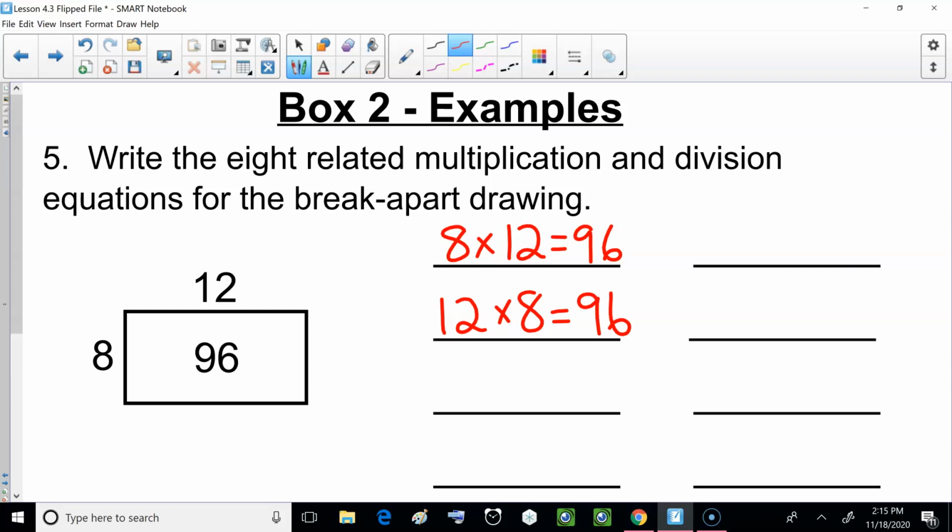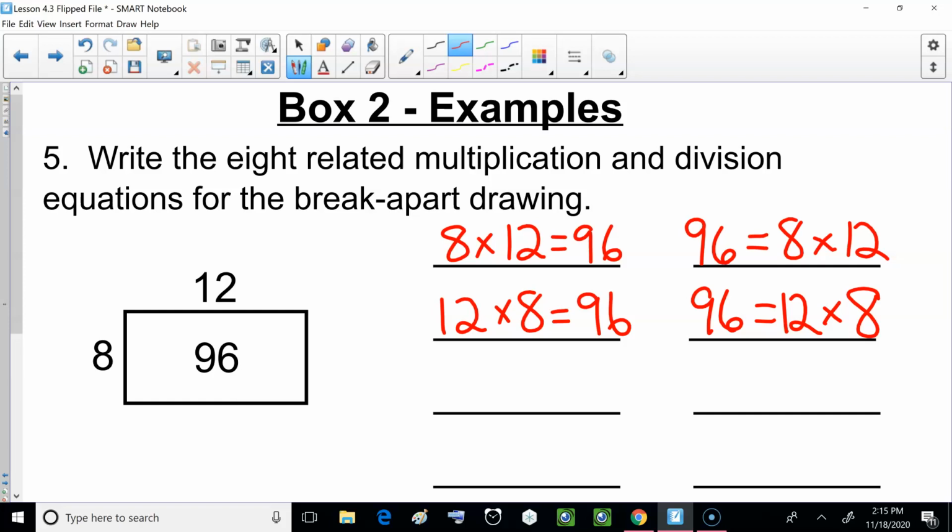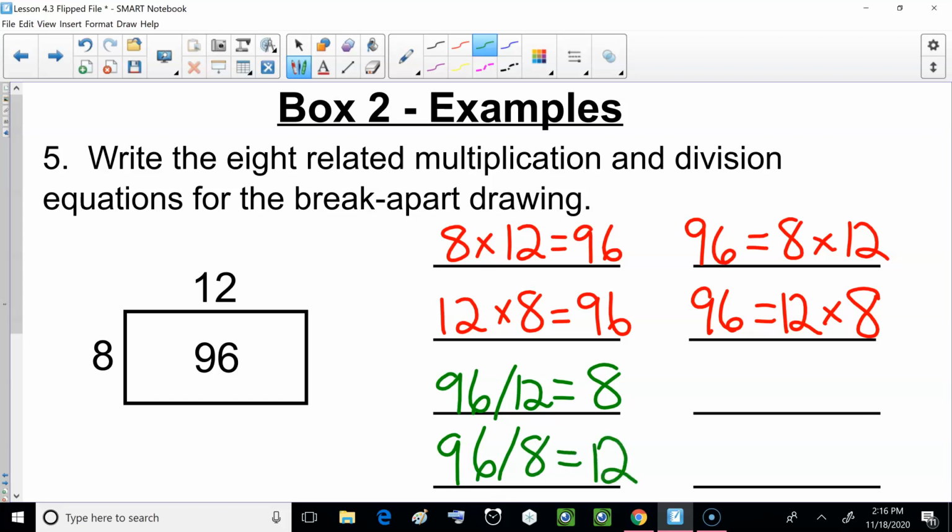We also know that we have the product last here. We can also put the product first, so 96 equals 8 times 12, or 96 equals 12 times 8. So those are all the equations we could have that go with the multiplication type. For our division type, now we have to start doing dividing problems. We have 96 divided by 12 equals 8, and 96 divided by 8 equals 12.